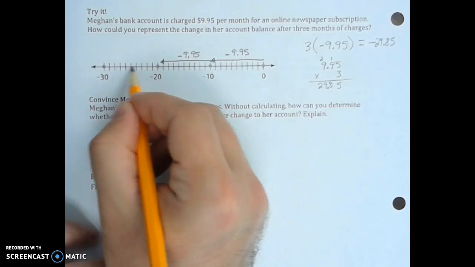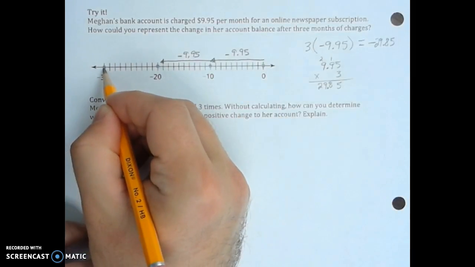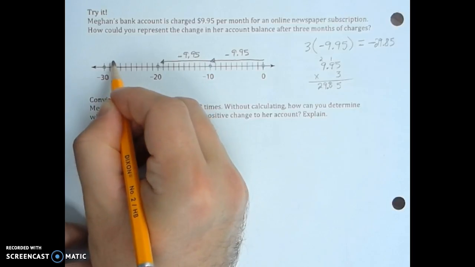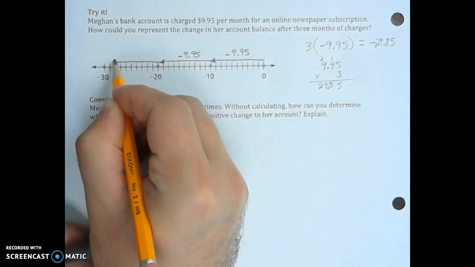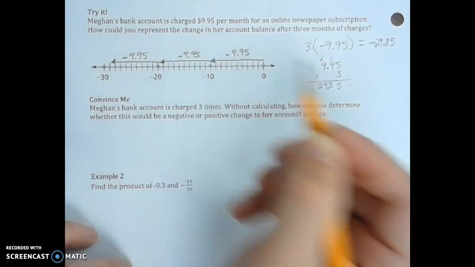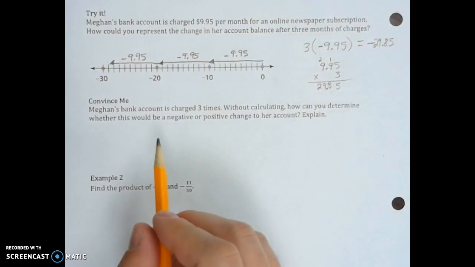Okay, and then again, my third charge this time, well, 1, 2, 3, 4, 5, 6, 7, 8, 9, 10. Each one of these has to be 10 cents. I already know my answer here is negative $29.85. So that's $30, $29.90, $29.80. Halfway in between, right there, this is going to be my third charge of $9.95.